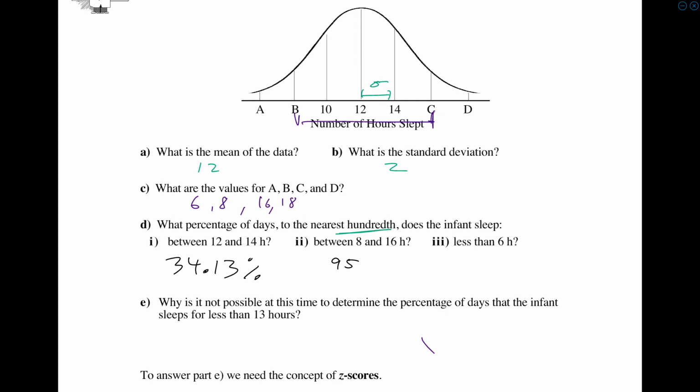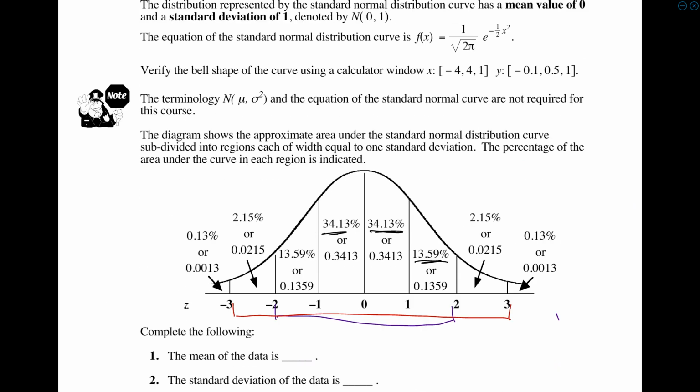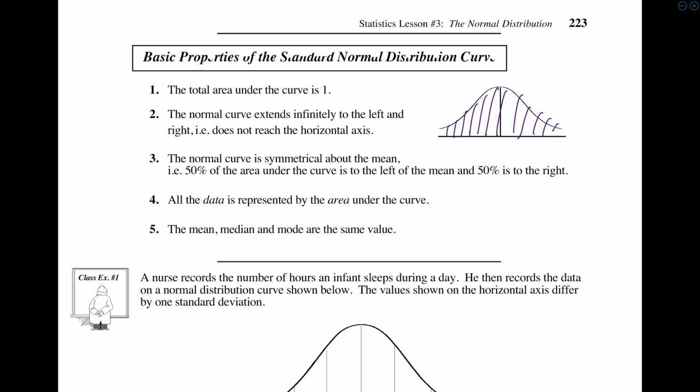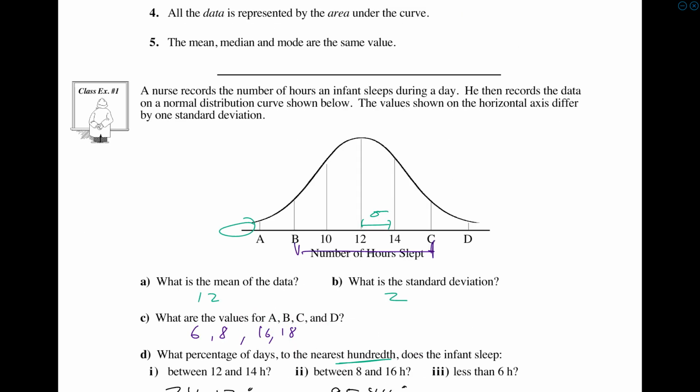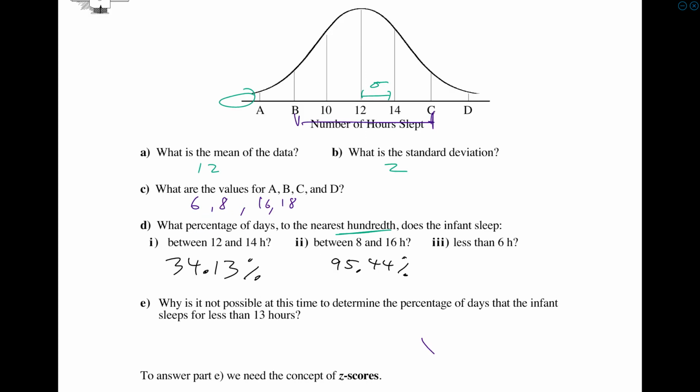Oh, nice. 95.1. We have less than 6 hours, so less than A. How would we figure out this? Hint, hint. Go back up here and look at it. It's 0.13%, right? Oh, right, never mind.